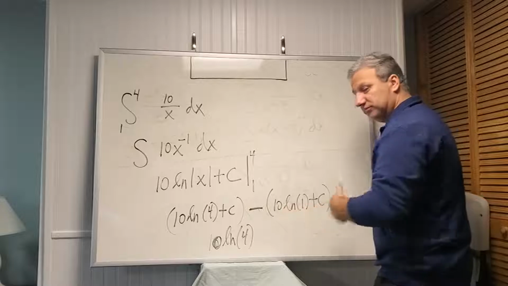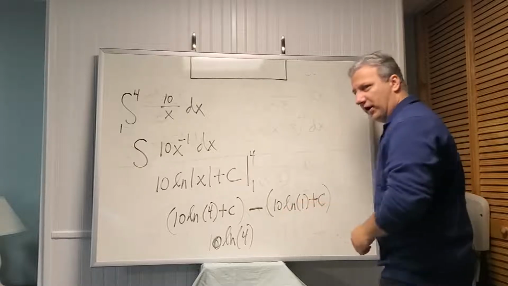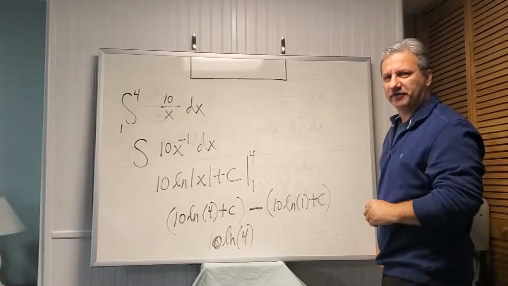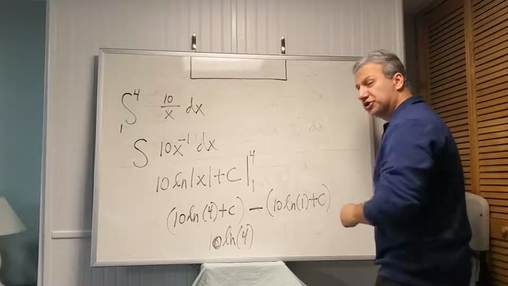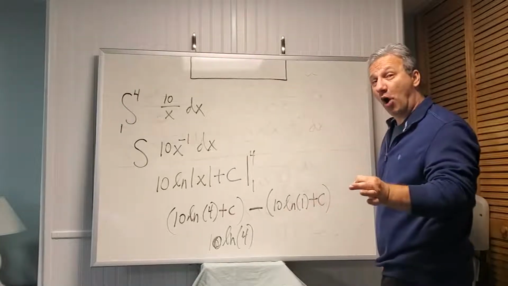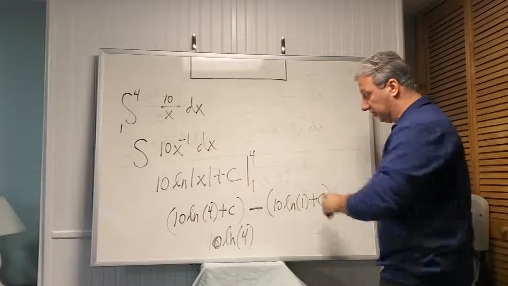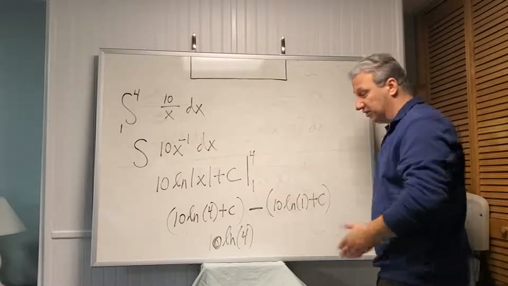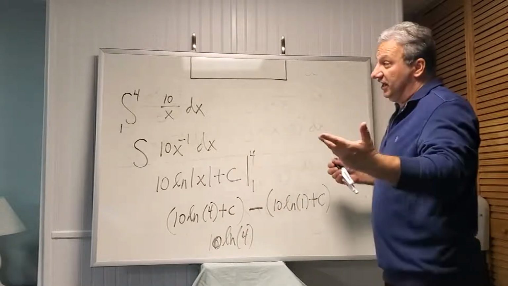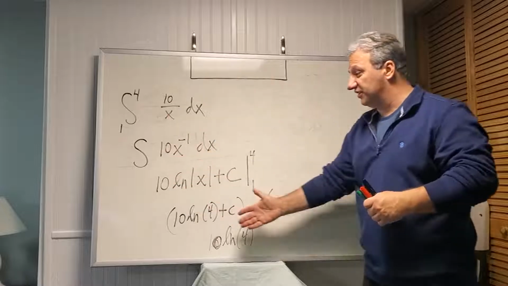Whoa. What about this piece? Come on now. Natural log of 1. Take your calculator out if you need. This is the number you should know. Natural log of 1 is 0. 0 times 10 is 0. So this whole expression is 0. So really, that is your answer. And there it is. There is your answer to this definite integral.